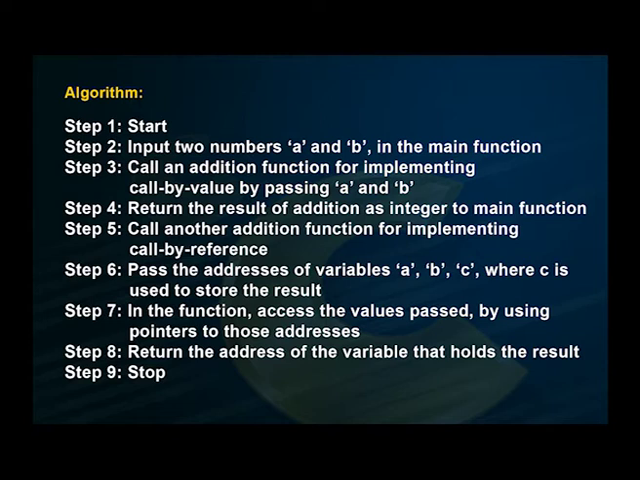Step 5, call another addition function for implementing call by reference. Step 6, pass the addresses of variables a, b and c, where c is used to store the result. Step 7, in the function access the value passed by using pointers to those addresses. Step 8, return the address of the variable that holds the result. Step 9, stop. Now, let us implement the program of this algorithm.